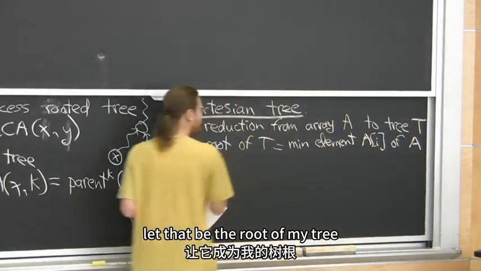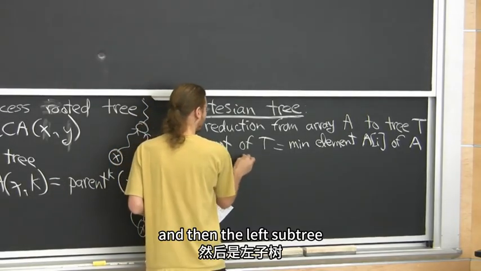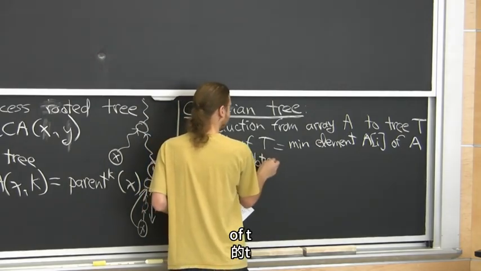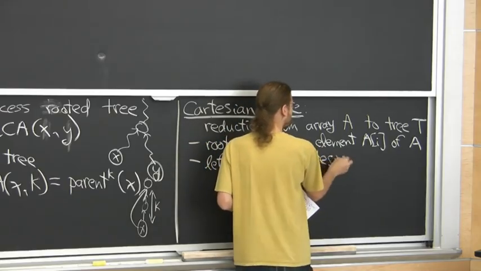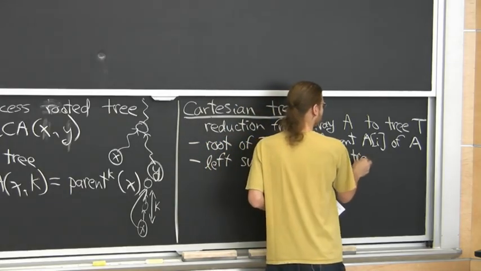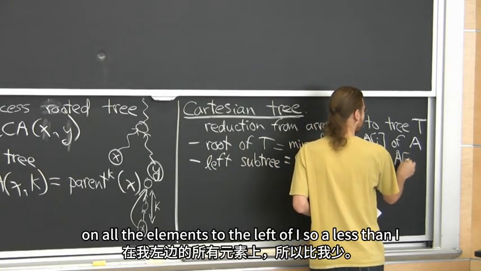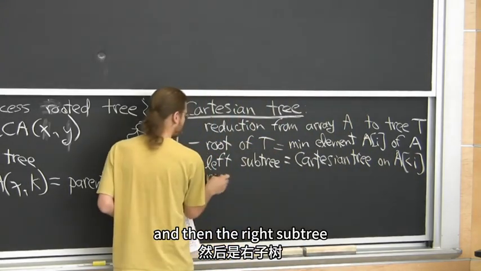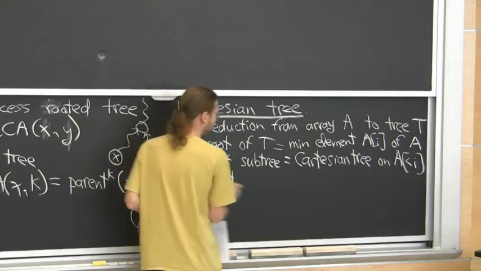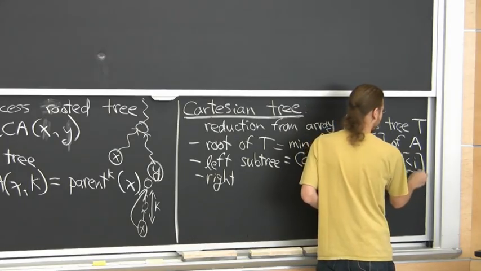Let that be the root of my tree, and then the left subtree of T is just going to be a Cartesian tree on all the elements to the left of i. So A less than i. And then the right subtree is going to be A greater than i.